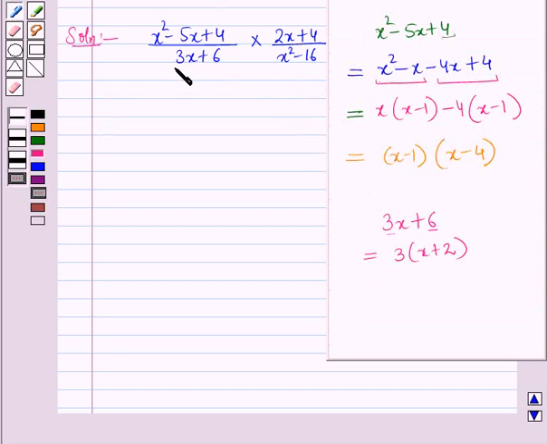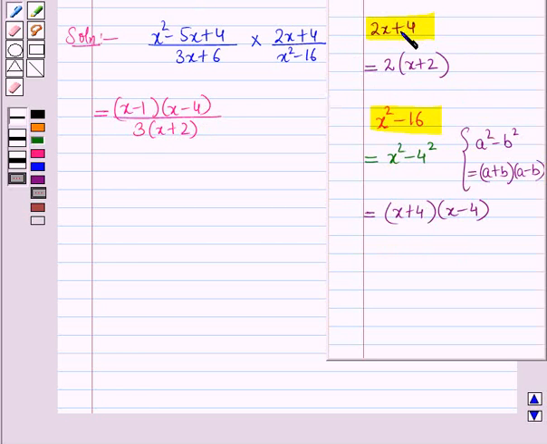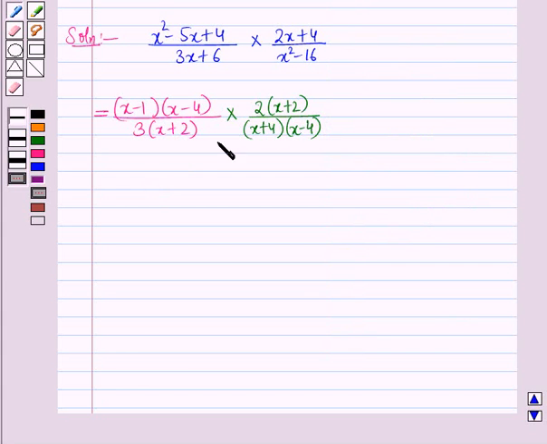So on factorizing the numerator and denominator of the first fraction, this will be equal to (x − 1) into (x − 4) upon 3 into (x + 2), into, on factorizing the numerator and denominator of the second fraction, we have 2 into (x + 2) upon (x + 4) into (x − 4). And now we will cancel the common factors, that is (x − 4) is cancelled with (x − 4). Similarly, (x + 2) is cancelled with (x + 2). And this is equal to (x − 1) upon 3 into 2 upon (x + 4).